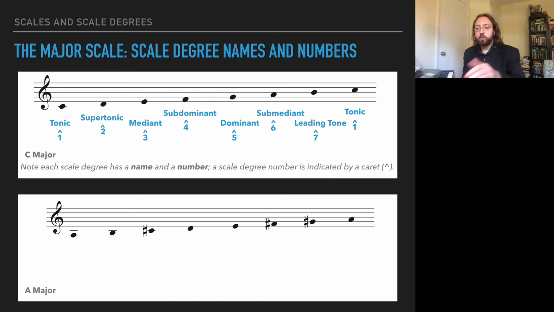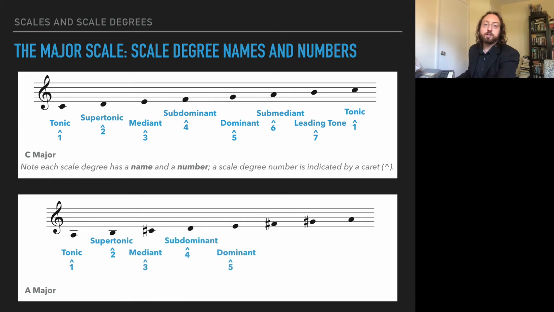It's worth noting that it doesn't matter what major scale that we're talking about. All major scales are going to have the same nomenclature. So here we are in A major. We have, again, tonic, supertonic, mediant, subdominant, dominant, submediant, leading tone, and tonic. Everything is going to be relative based on what is the starting note of the scale.